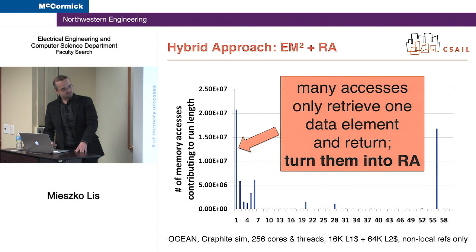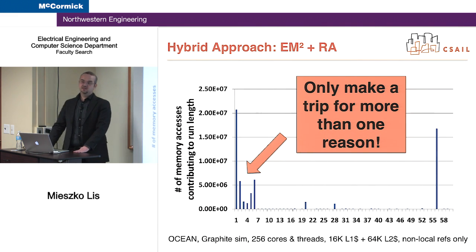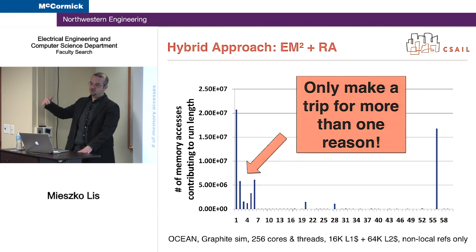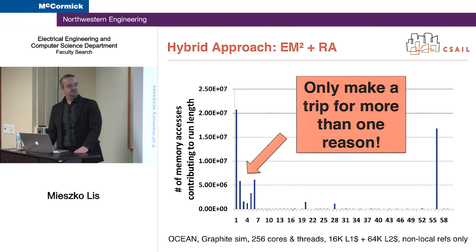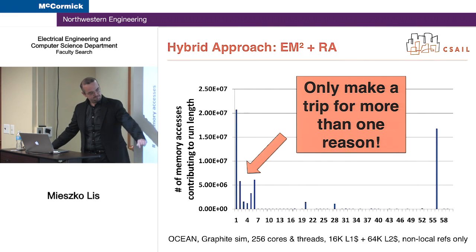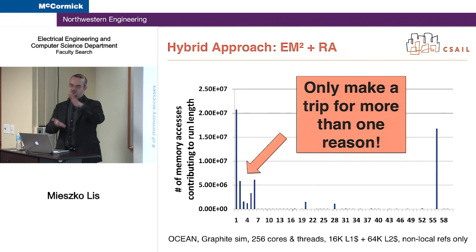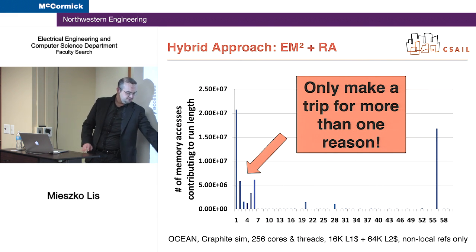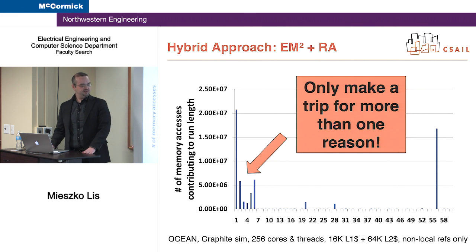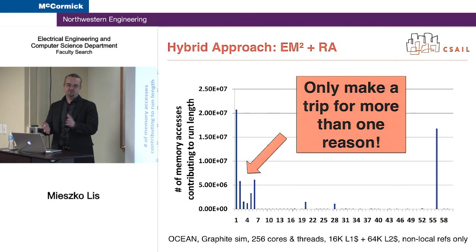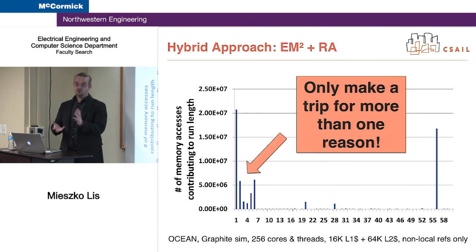So to amortize the cost of the migration, we'd like to make a trip for more than one reason. That is to say, if you're going to access several pieces of data at that core, then it's worth making the trip. And if you're not, then it's not, right? So in the extreme case over there, you can get pretty long stretches of contiguous accesses, but in most of these benchmarks, there's a small number, between maybe 4 and 10 contiguous accesses that we have to work with.